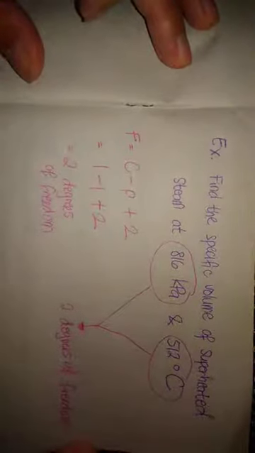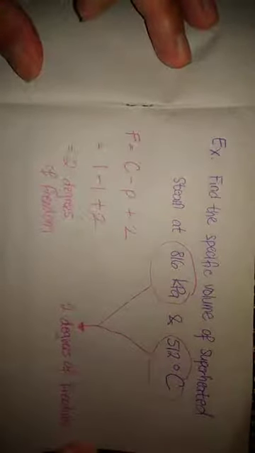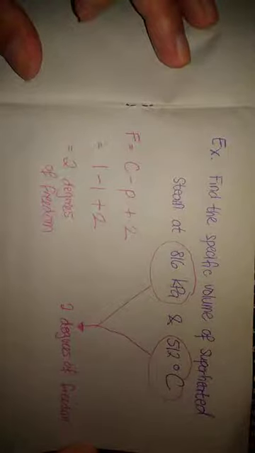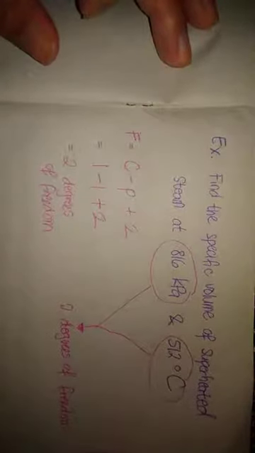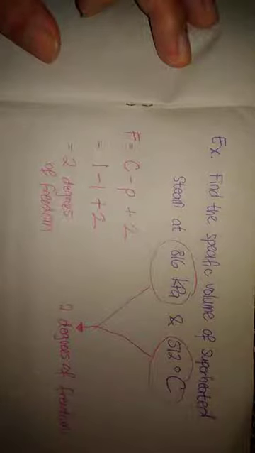How about this problem? Find the specific volume of superheated steam at 816 kilopascals and 512 degrees Celsius. So, superheated steam. As you can see here, two data are given. So, let's check how many degrees of freedom we have when we say superheated.